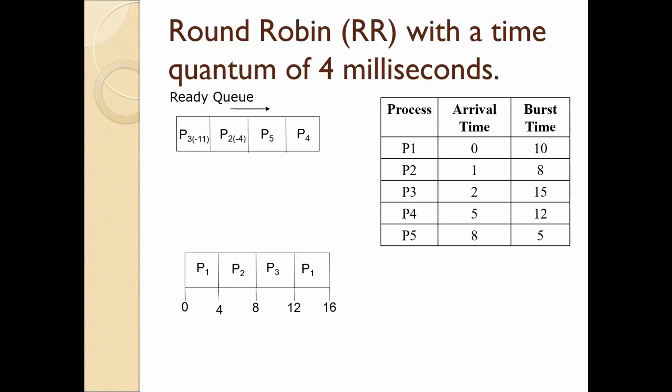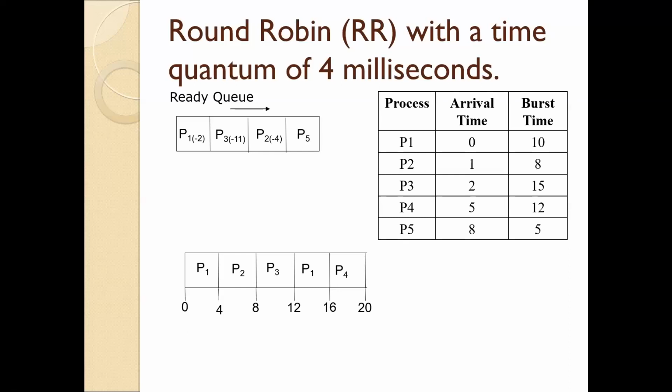Then next step, P4. P4 will start execution. So P1 is still not completed. P1 will be put back to the ready queue again and start P4. P4 will run for another 4 milliseconds. Now you can see P4 is also not completed, so we need to put back P4 and start P5.